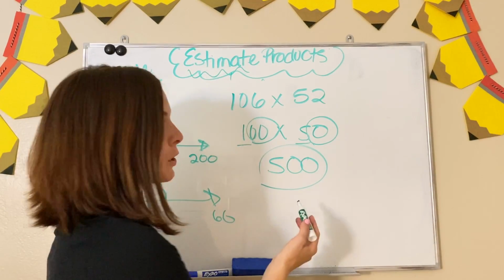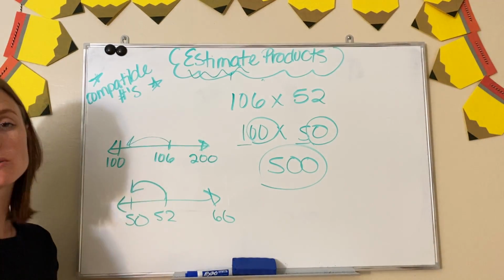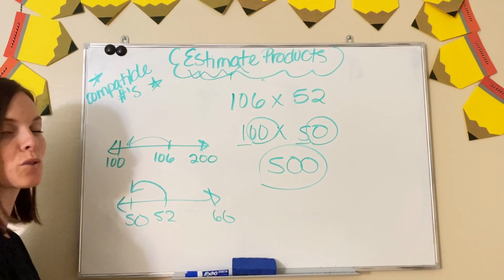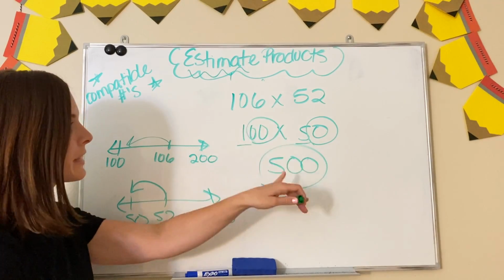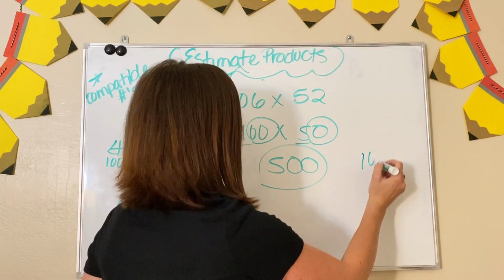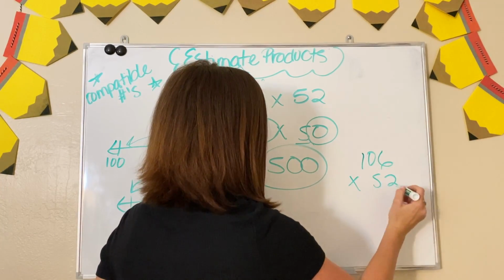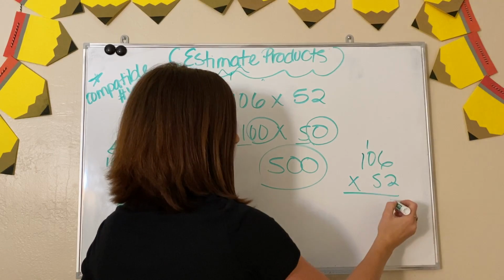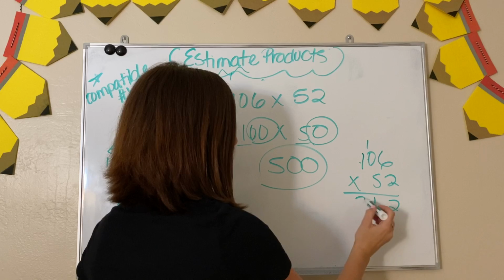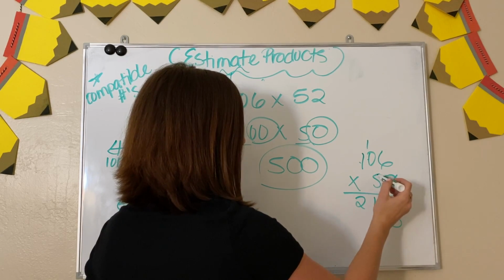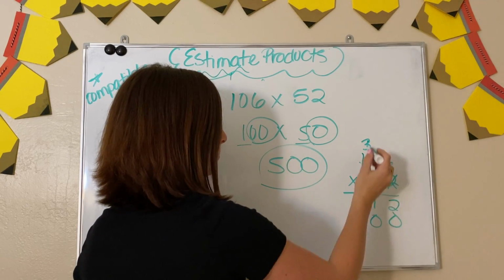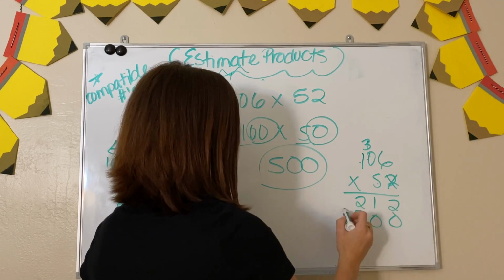Let's see if we rounded correctly, because again, you still have to round correctly. You can't just round it to some random number. That's why using number lines is really helpful. If I did this correctly, my true answer should be close to 500. So let's see, 106 times 52. 2 times 6 is 12. 2 times 0 is 0, plus 1 is 1, and 2 times 1 is 2. Put your placeholder. 5 times 6 is 30. 5 times 0 is 0, plus 3 is 3, and 5 times 1 is 5.